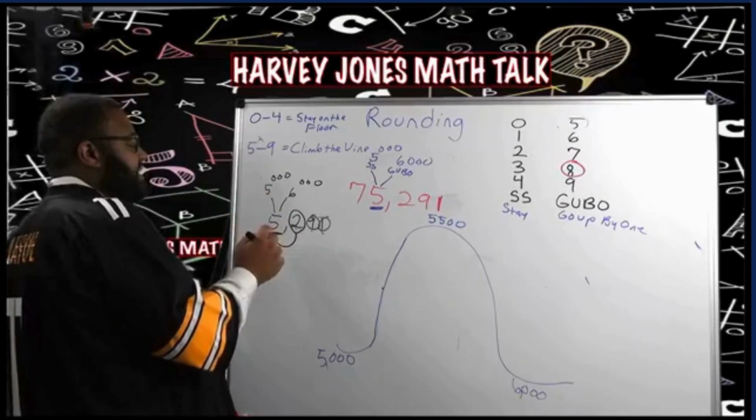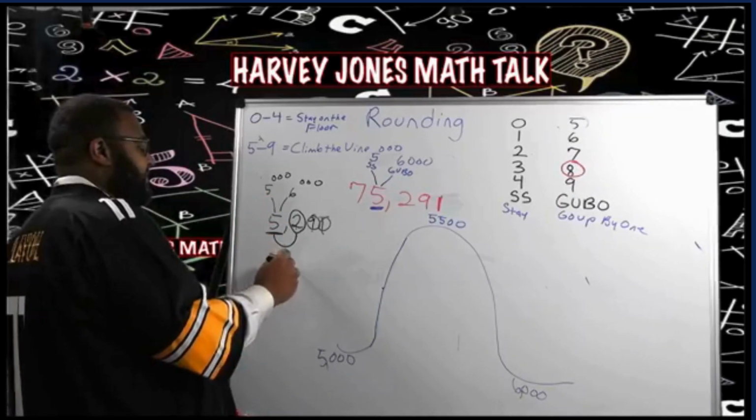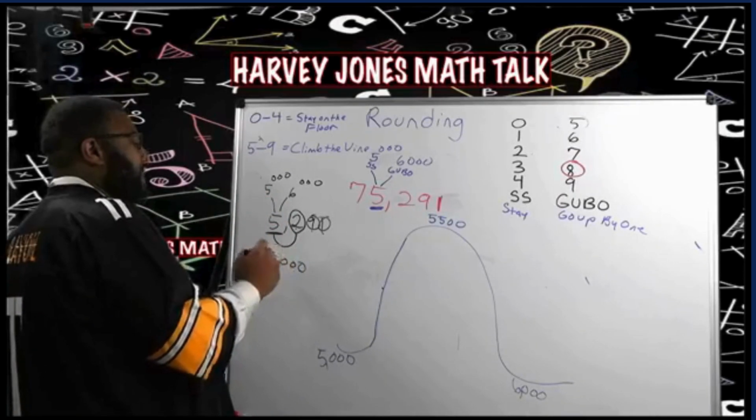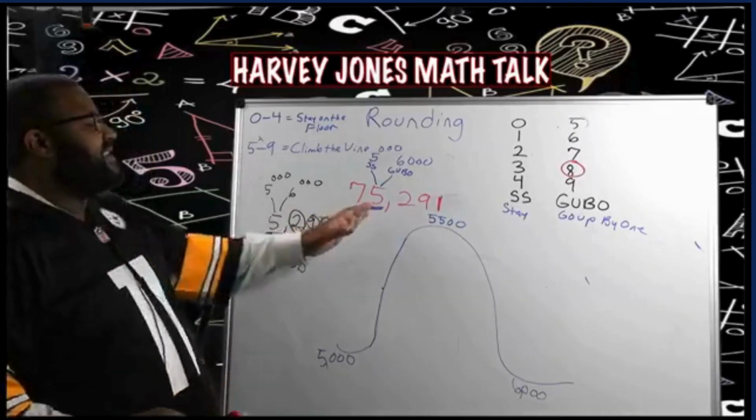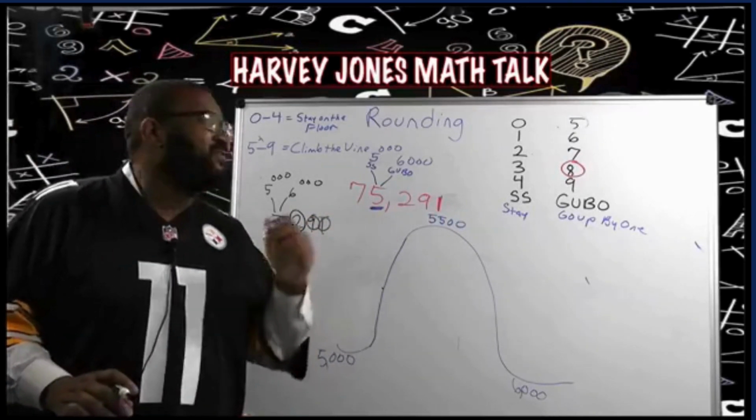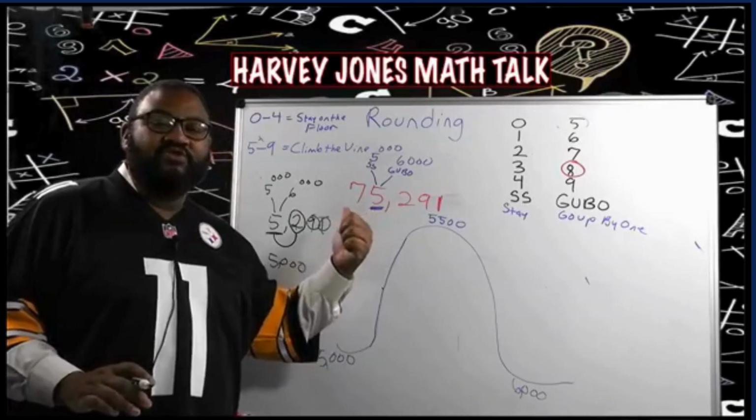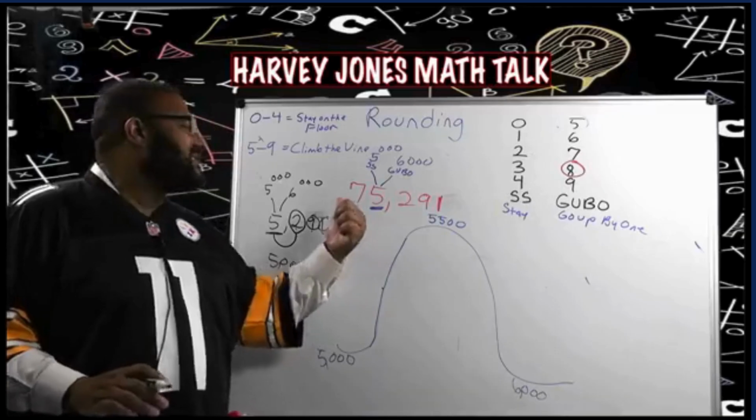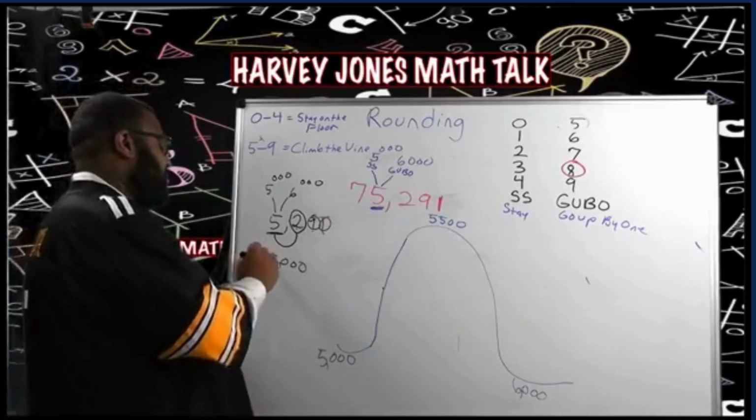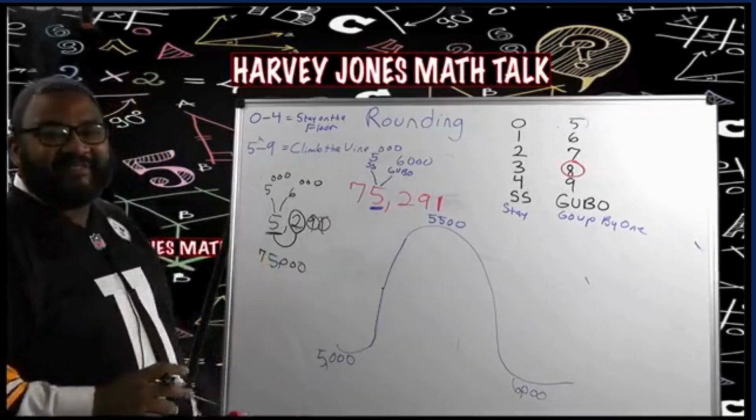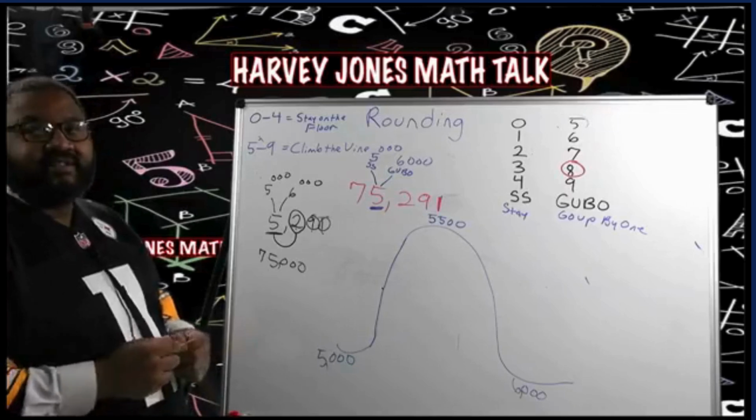Guess what it's going to be? It's going to stay 5,000. But I'm not done, because I told you that everything in front of that line, in front of the place where it tells you to round, that place value is going to stay the same. So we round it to 75,000.